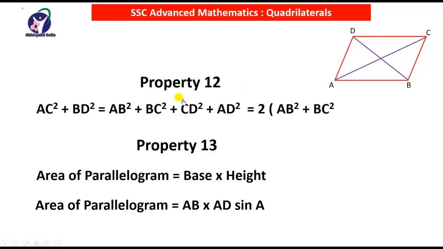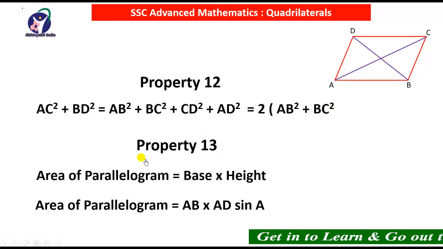Now property number 12 states that AC square plus BD square, where AC is a diagonal and BD is a diagonal, the sum of the squares of these diagonals, that is AC square plus BD square, will be equal to the sum of the squares of all four sides, that is AB square plus BC square plus DC square plus AD square. But the opposite sides are equal. AB and CD are equal, so AB plus CD will be twice AB square, and BC plus AD will be twice BC square. So it will be twice of AB square plus BC square.